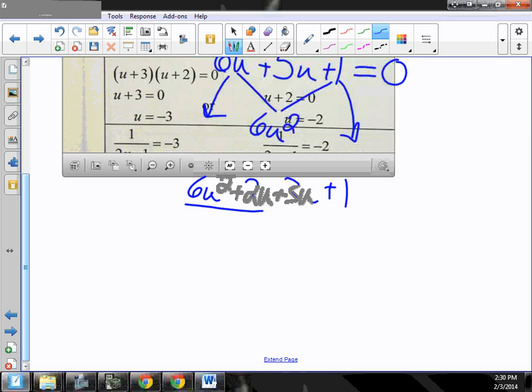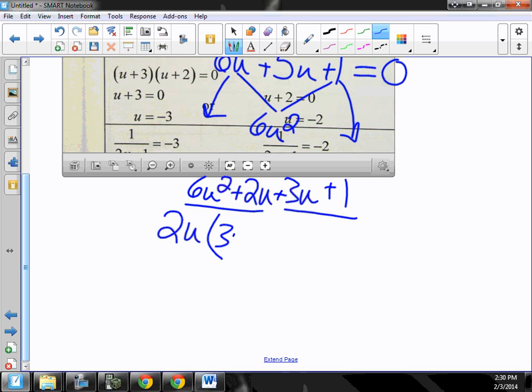So now I group. What does the first group share? 2U times 3U plus 1. And what does the second set share? Nothing, so we use a 1. So plus 1 times 3U plus 1.